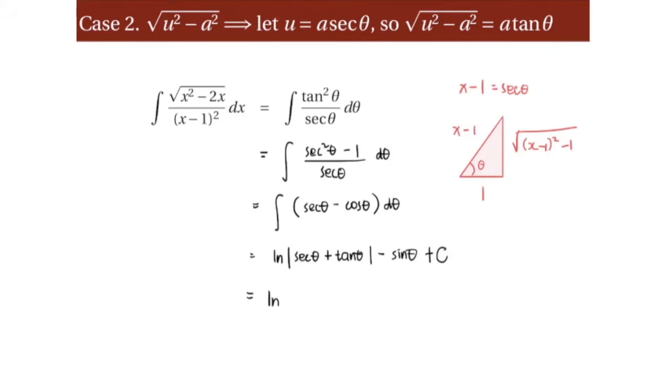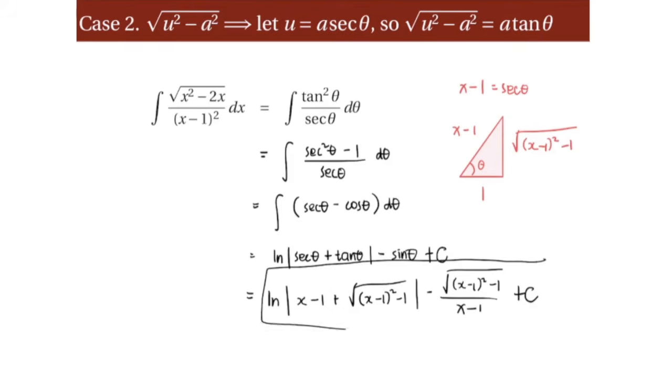And so, this is equal now to ln absolute value. Again, secant theta is x − 1, plus our tangent theta is the opposite, the square root of (x − 1)² − 1, all over the adjacent, which is 1. And then minus, for sine theta, that would be the opposite, the square root of (x − 1)² − 1, all over the hypotenuse, which is x − 1, and then plus the constant c. And so we have here this final answer.